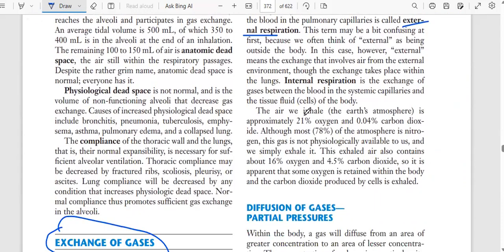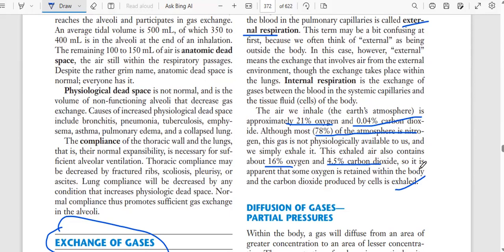The air we inhale from the atmosphere is approximately 21% oxygen, 0.04% carbon dioxide, and almost 78% of the atmosphere is nitrogen. The gas is not physiologically available to us and we simply inhale it. The exhaled air also contains about 16% oxygen and 4.5% carbon dioxide. So it is apparent that some oxygen is retained within the body, and the carbon dioxide produced by cells is exhaled.